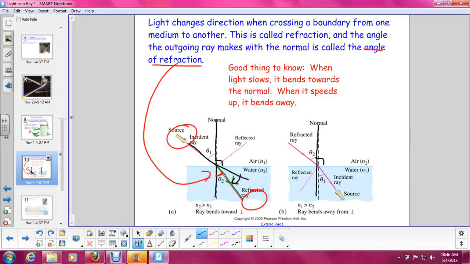But if you were swimming around in a pool that had lights underwater, the light is originating from the water, and it hits the air. It's going to speed up as it passes out of the water. So here, instead of going straight, it will bend away from the normal because it ends up going faster in air than it does in water.